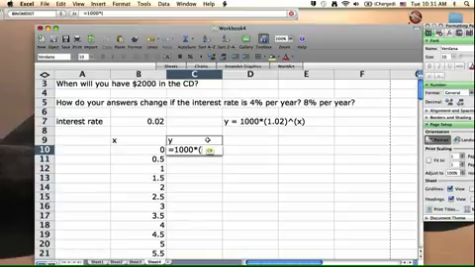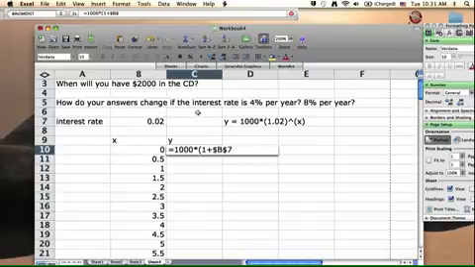And that 1.02 I probably should type in like this. Watch this. I got the equals 1,000 times 1 plus B7 with $ signs. That is probably the best way to represent the 1.02 if I want to allow myself to make changes. I'm raising it to the x power, which is in cell B10. Don't use dollar signs there.